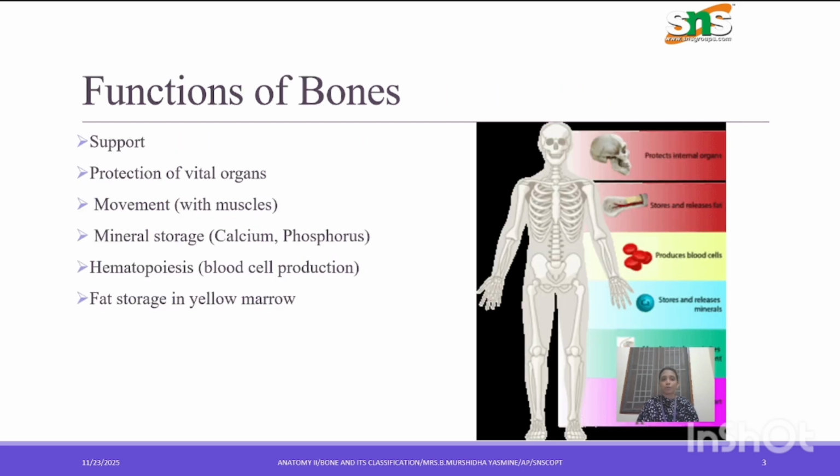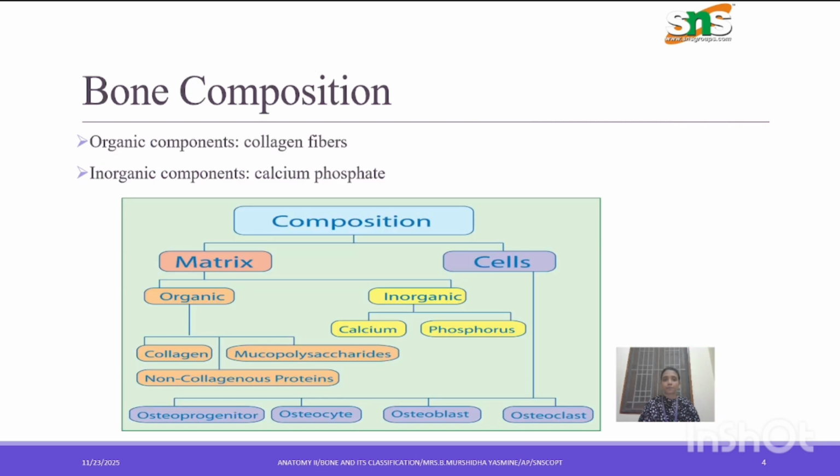The major functions of the bone are it provides support and protection for the vital internal organs, and with the help of the muscles attached to the bone, bones produce movements, and the bone serves as a major mineral storage reservoir for calcium and phosphorus, and it serves a very essential function called hemopoiesis, which is blood cell production, and the yellow marrow of the bone serves as a fat storage reservoir. These are the major functions of the bones.